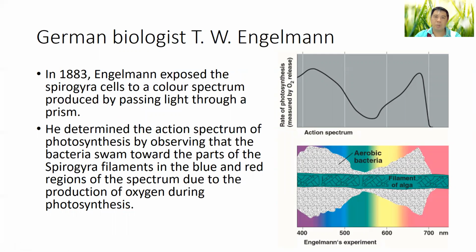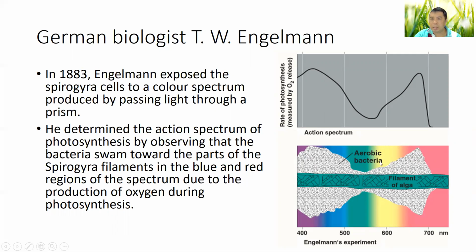The action spectrum of photosynthesis was actually obtained by the German biologist Engelmann. First, he used the spirogyra, and then he had a prism. The light is passed through the prism, so that's why it comes up with the rainbow colors. Then he used aerobic bacteria and studied the accumulation of the bacteria along the different colors of light wavelength.